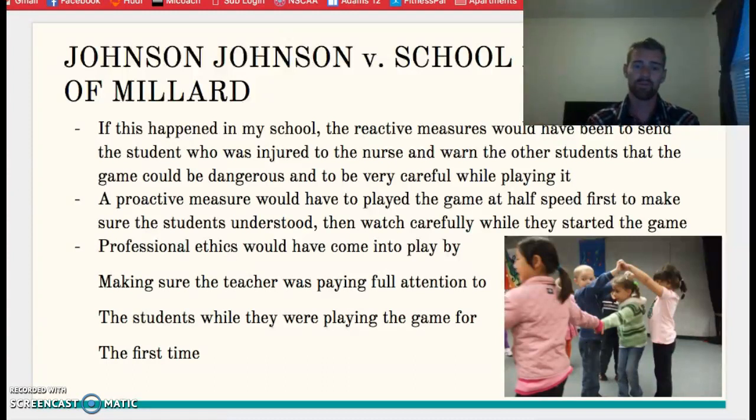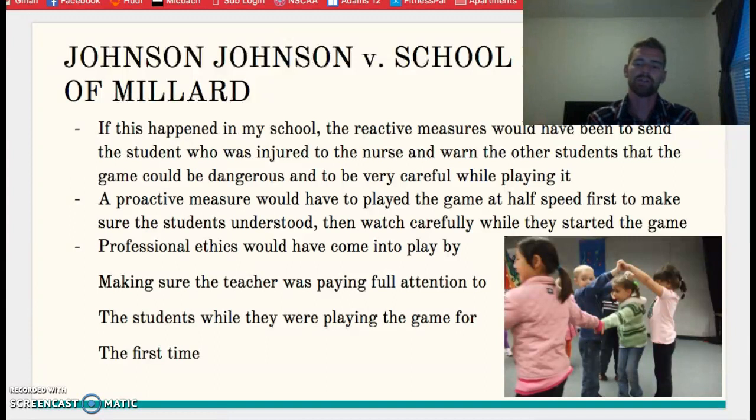So again, if this happened in my school, the reactive measures would have been to send the student who was injured to the nurse and warn the other students that the game could be dangerous, using that as an example. Again, I don't think it would have been taken this far just in the school I'm at. But again, different school districts are different. In this case, a first grader cuts his head. The parents are going to wonder why, and this happens.